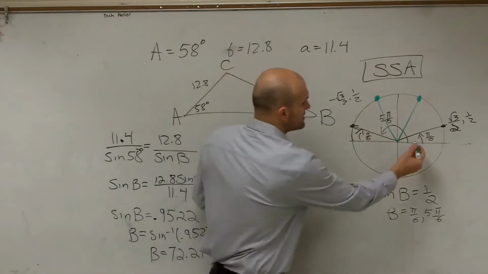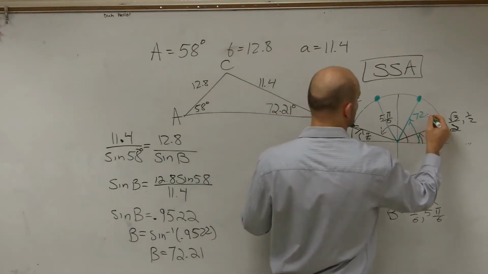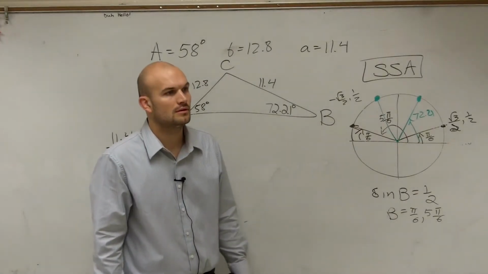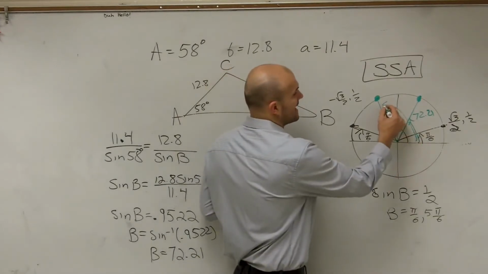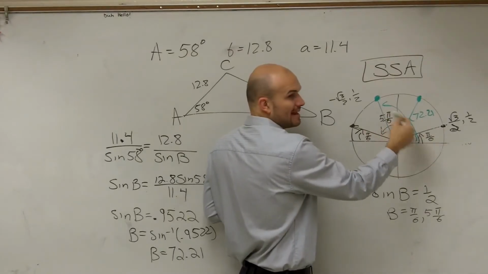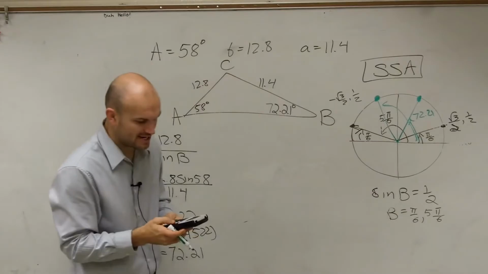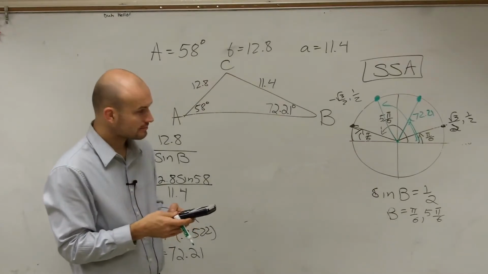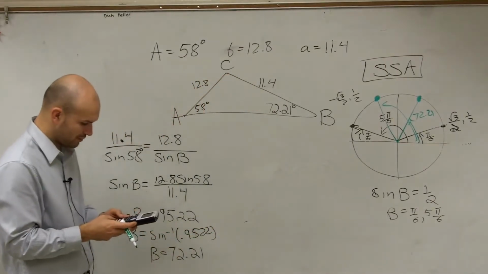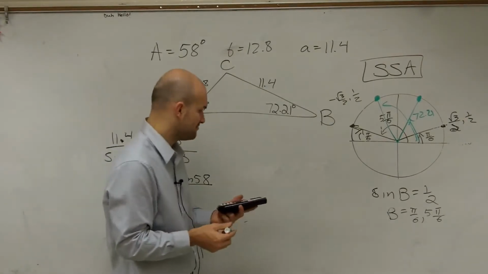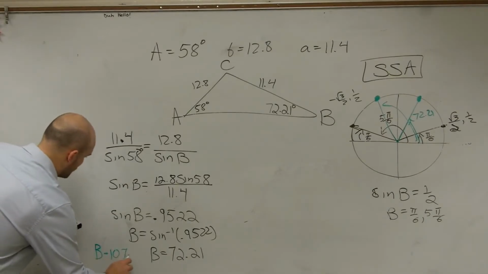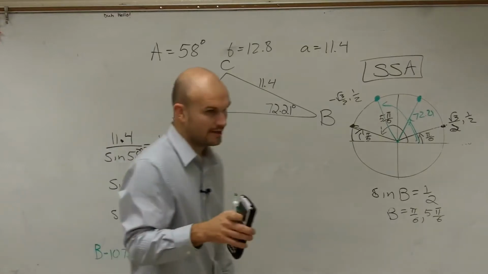How could you, we know this angle is 72.21. How can I figure out what that angle is? 90 minus 72. Close. Not exactly 90, but if we take 180 minus that, we'll get the remaining angle. Okay? So let's go and take 180 minus our angle 72.21. And what that gives us is B could also equal 107.79. It's okay, we're not done yet.